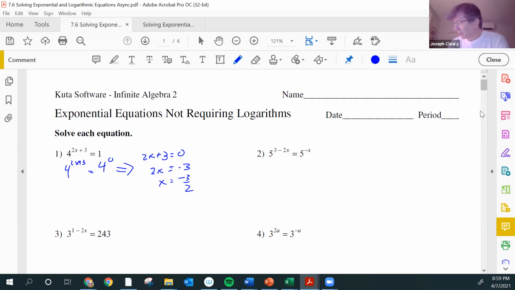Let's go ahead and, here you've already got the same bases. So it's just a matter of saying, if that's the case, then I just set the exponents equal to each other. And so I end up with 3 equals x because I add 2x to both sides. All right, and I plug that in and I check it. And when I plug in 3 here, I get 5 to the -3, and 5 to the -3.